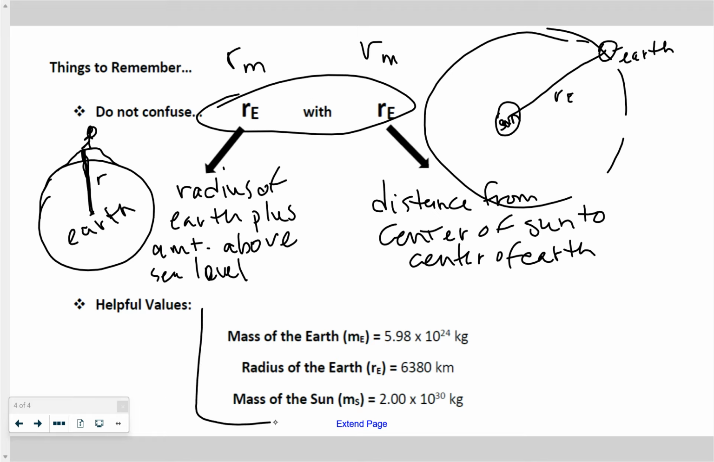Helpful values: I feel like sometimes the book likes to just throw things in and expect you to kind of know what's going on. If you get to a problem and you definitely don't have enough information for it, go throughout the chapter of the book and find the different masses that they put in a table randomly in there. So a useful mass of the Earth here in kilograms, a useful radius of the Earth, again the distance from the center of the Earth to sea level, is this many kilometers. Obviously you want to change it to meters, and then the mass of the sun.